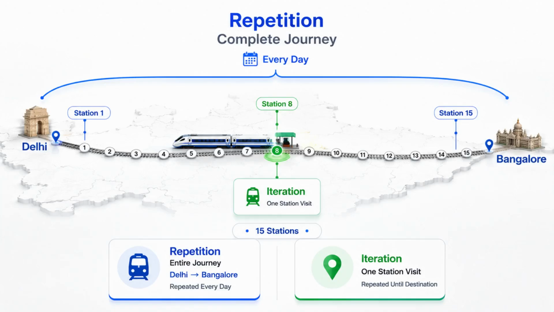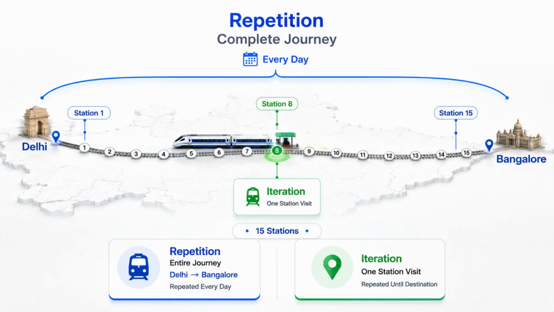I'll make this even simpler by giving a very simple example. Imagine a train starts its journey from Delhi at 5 a.m. in the morning and reaches Bangalore at 5 p.m. The train follows the same route every day. There is no change in the route, no change in any path. So the entire journey from Delhi to Bangalore is repeated daily.